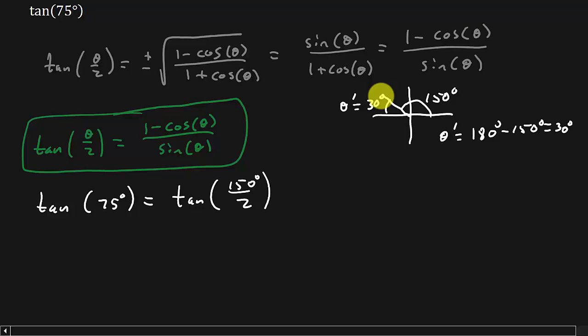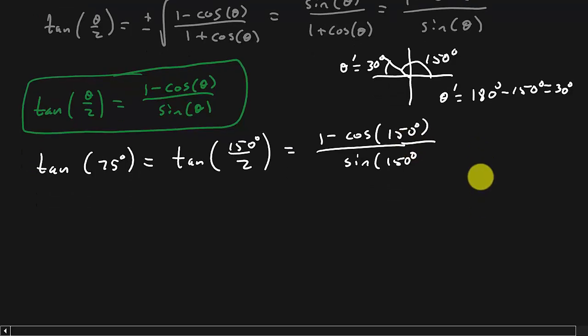All right, so now let's look at this. So this is equal to, we're using that one, so that's 1 minus cosine of 150 degrees over sine of 150. So what does this equal? Well, that's 1 minus, and what's the cosine of 150 degrees? Well, the cosine of 30 is square root of 3 over 2, right? But we are in the second quadrant, and cosine is negative, so that's negative square root of 3 over 2, divided by the sine of 150 degrees.